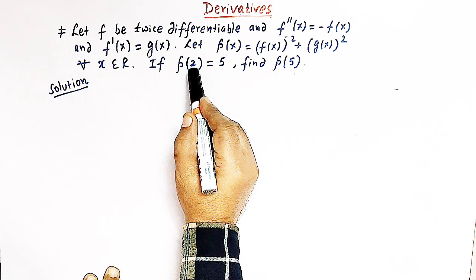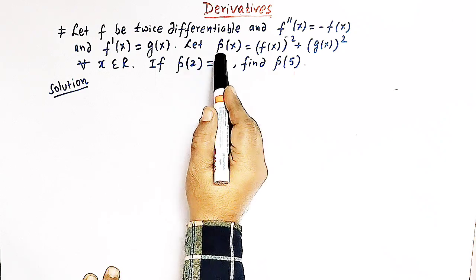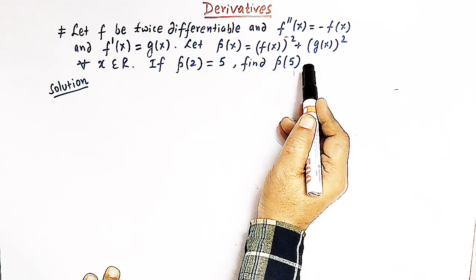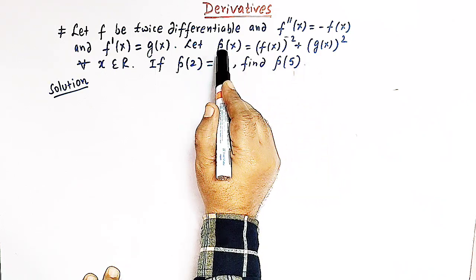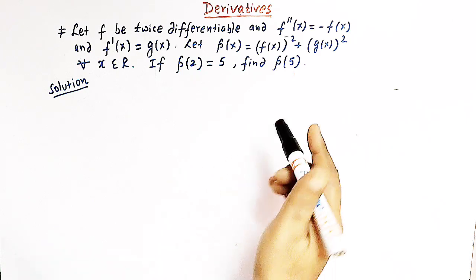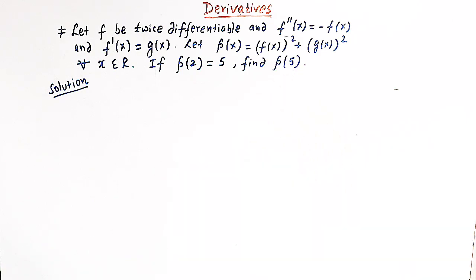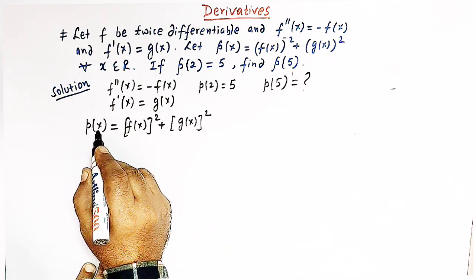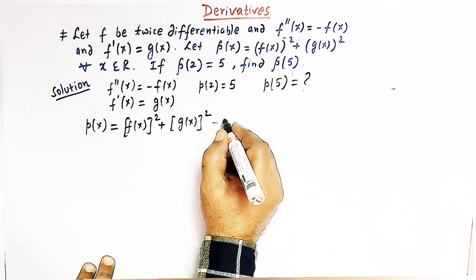So when x is equal to 2, then the value of the function p of x is equal to 5, and we have to find out the value of p of x when x is equal to 5, right? So let us see how easily we can find out the value of p of 5 by using the concept of derivative and making use of some simple algebra. So now let us differentiate this function p of x with respect to x, right?